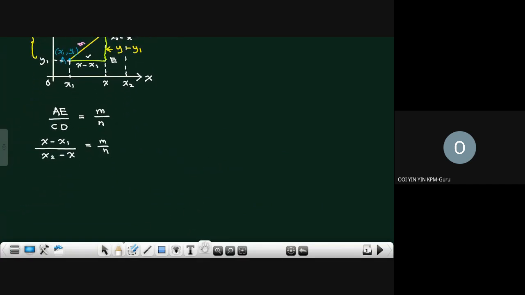Next thing is that we are going to do the cross multiplication, darab silang like this. Then you have n x, sorry, not n x1, n x minus n x1 like this. And then this side you get m x2 minus m x. Can you see that you have x and x here? This x and x, they are considered the same term, so you move them to the same side. So here you get your n x plus m x.